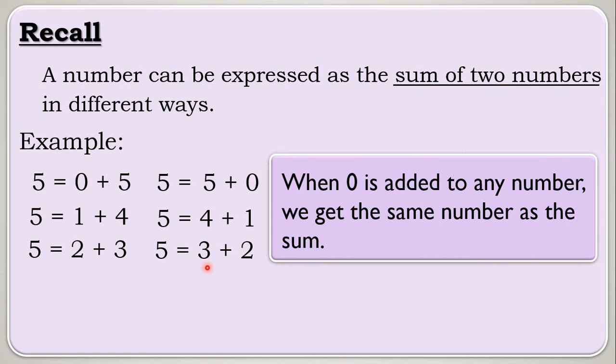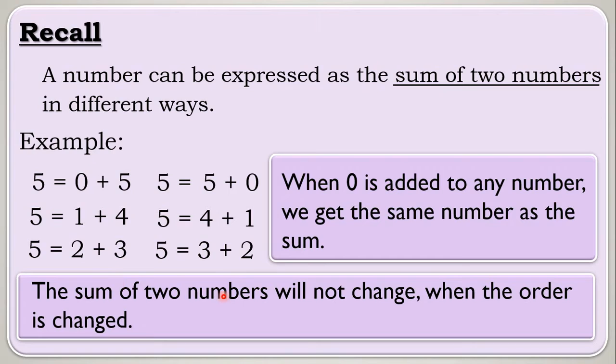Here we notice that when 0 is added to any number, we get the same number as the sum. Look here, 5 is equal to 0 plus 5 or 5 is equal to 5 plus 0. So either we add any number to 0 or 0 to any number, the resulting sum is the same number, that is 5 plus 0 is 5.